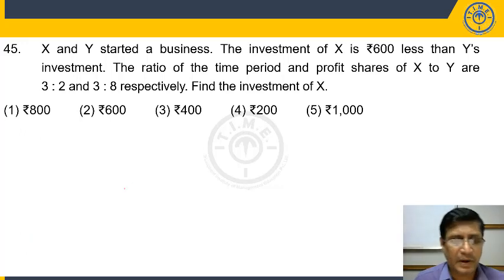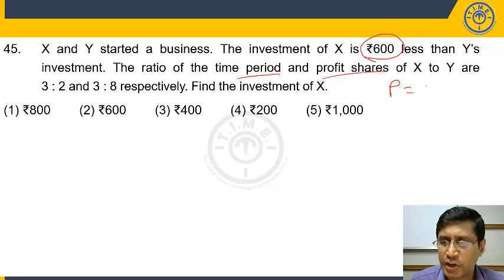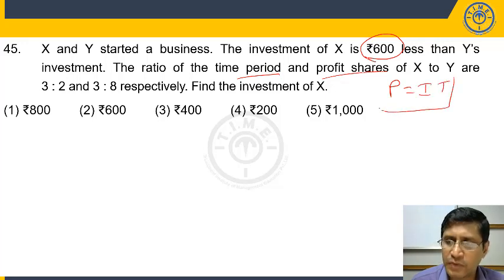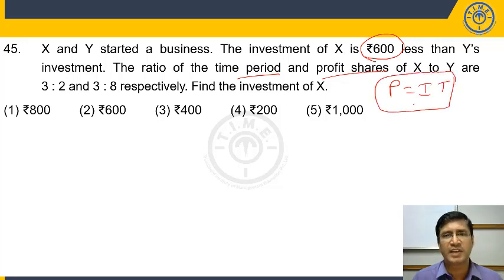This is a question from the partnership. Now, 2 partners X and Y. The investment of X is 600 less than Y. So, X investment is 600 less than Y, whereas the period of investment and the profit shares are given here. So, generally, what is the formula for the profit sharing ratio? Just a comparison of the investment and time of one partner with another partner will give the profit sharing ratio.